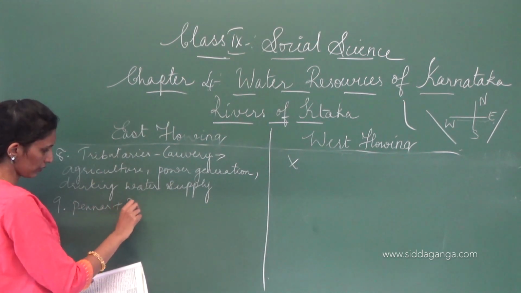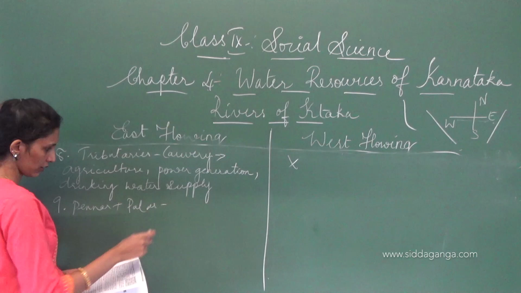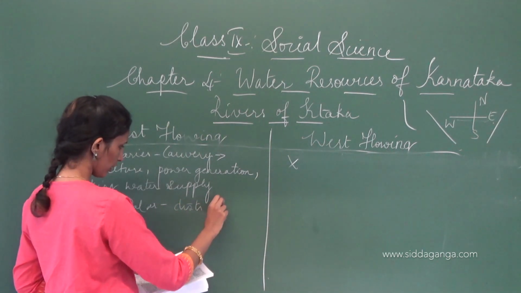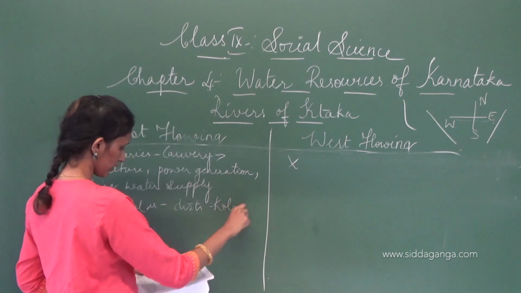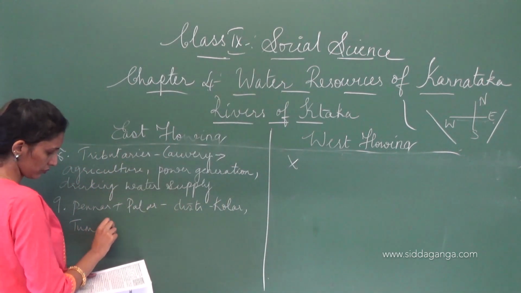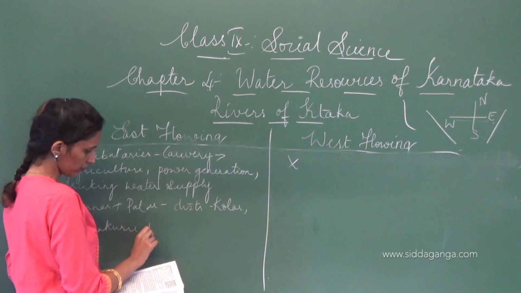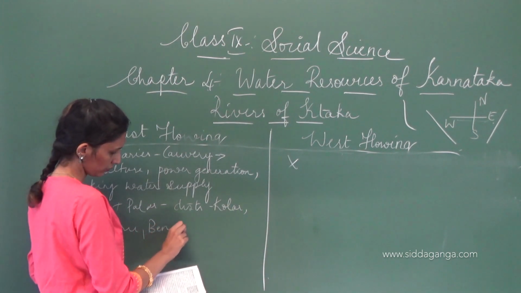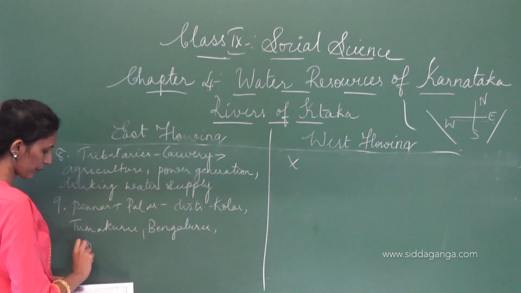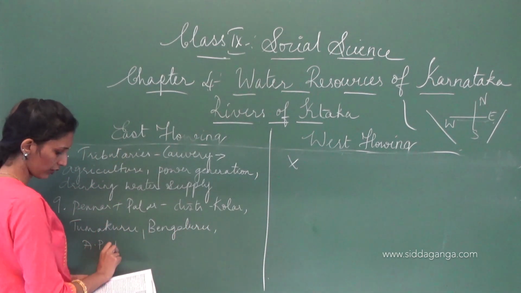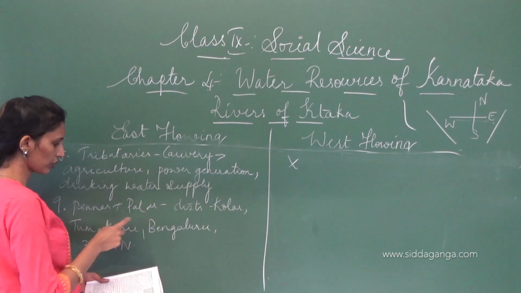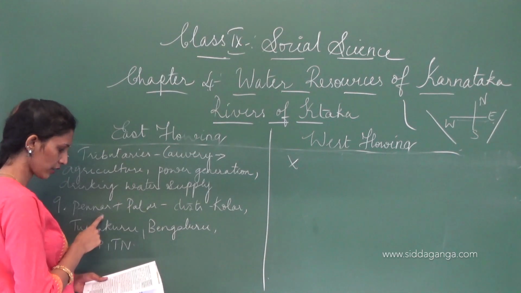Pennar and Palar flow through the districts of Kolar, Tumakuru, Bengaluru, and then they enter Andhra Pradesh and Tamil Nadu. North Pennar and South Pennar are two different rivers.